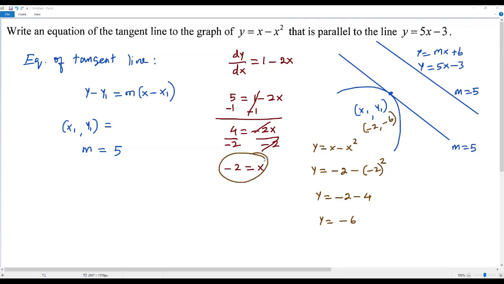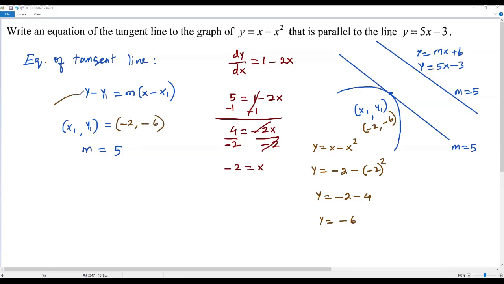Once you get the value of x, always plug this value of x only into the equation of the curve, not into the equation of the line. We are trying to get the point of contact, which is on the curve and the tangent line as well. This point of contact is not on the other line, so always plug this value of x into the equation of the curve. Anyway, now we have the point of contact x1, y1, which is negative 2, negative 6.